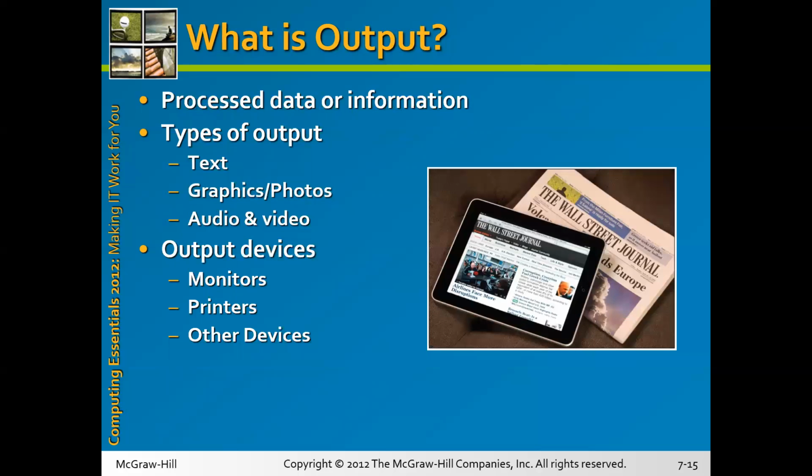What is output? Output converts machine-readable information into people-readable form. Most common output types include text, graphics, photo, audio, and video. Monitors are commonly used to display screens, and the output is referred to as soft copy. The most widely used output devices are monitors, printers, and audio output devices.